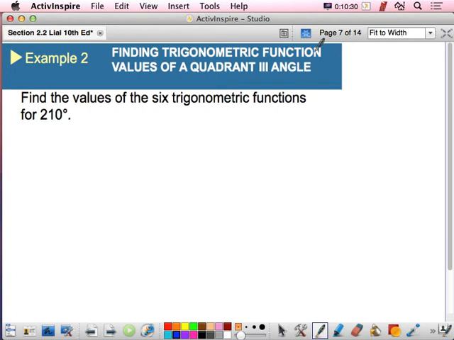So let's take a look, and the first thing you need to do is find the reference angle. So let's go draw it. So 210 degrees is about right here. Agree? Okay, that's 210 degrees. That's my theta.